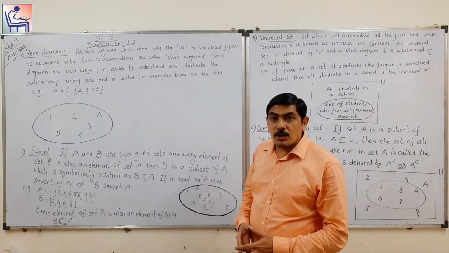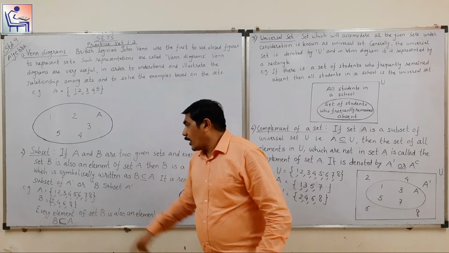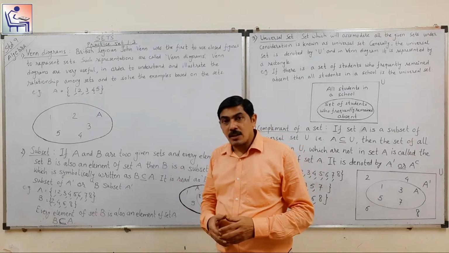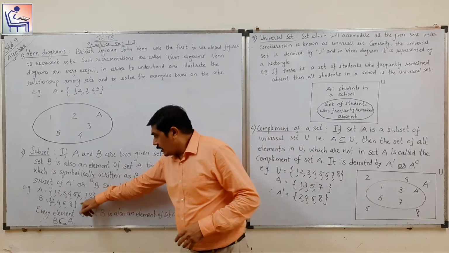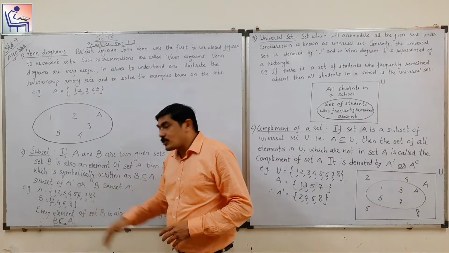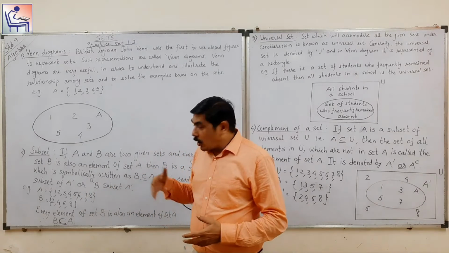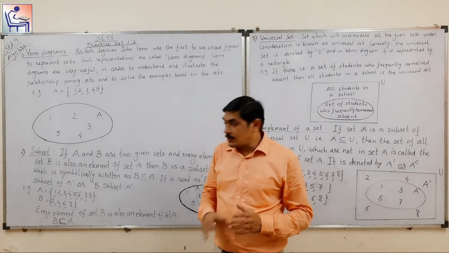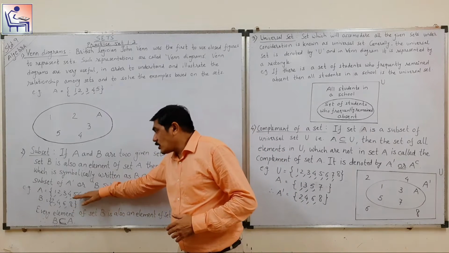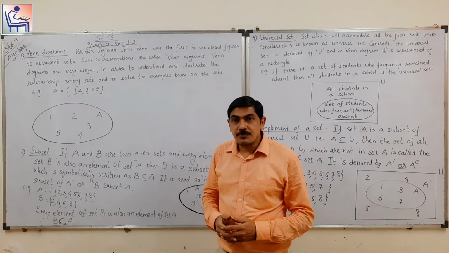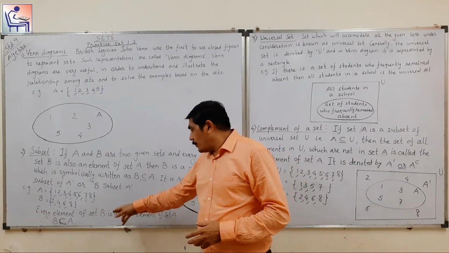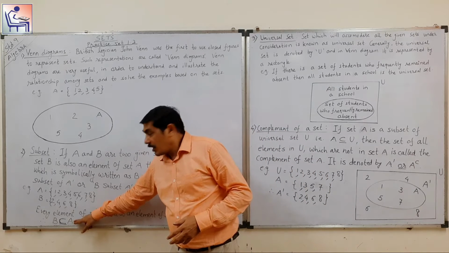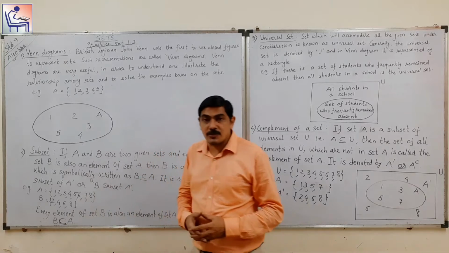Here one example is given to you. A is 1, 2, 3, 4, 5, 6, 7, 8 and the elements of B are 2, 4, 6, 8. Now you can see the elements of B, that is 2, 4, 6, 8, are also elements of set A. Along with this, some more elements are there in set A, but we have to focus that all the elements of set B are also present in set A. So here we can say that every element of set B is also an element of set A, therefore B is a subset of A. Please remember, this is the sign of subset.